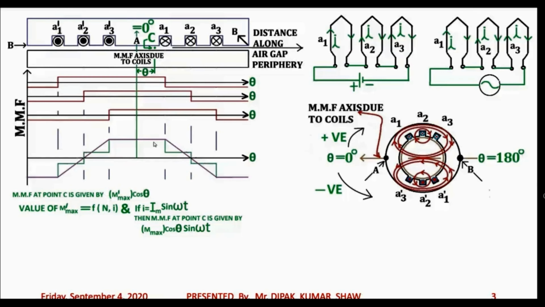Now, after some time, when omega t equals 45 degrees, the magnitude of the current carried by the coil will be Im sine 45 degrees. That means Im by root 2. So what do you see?